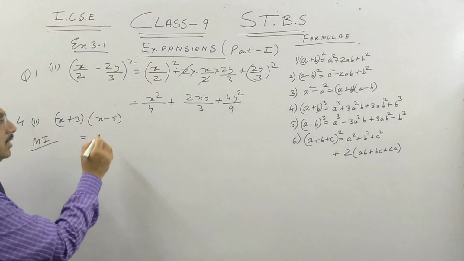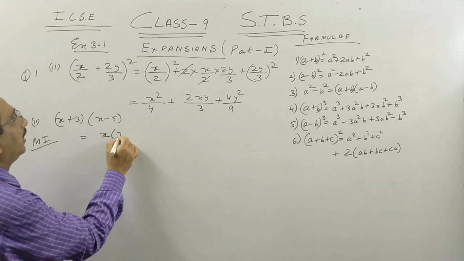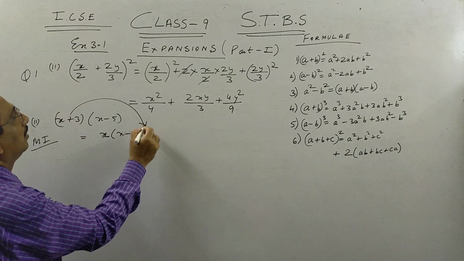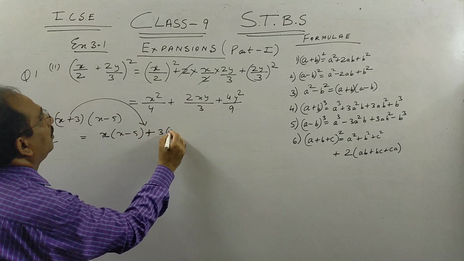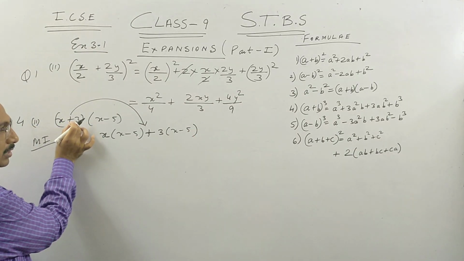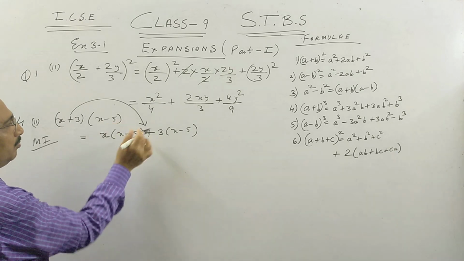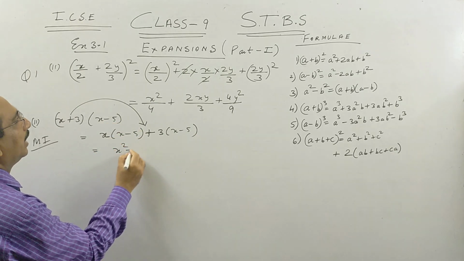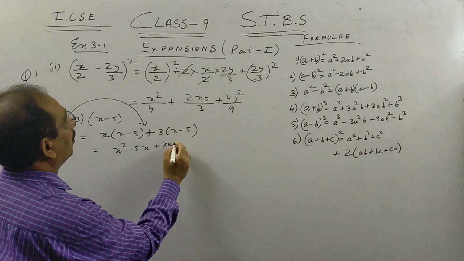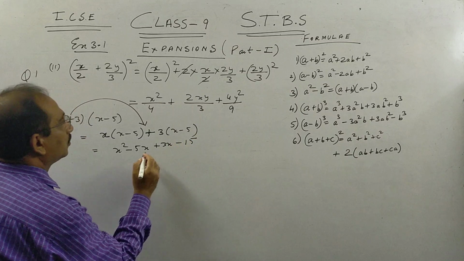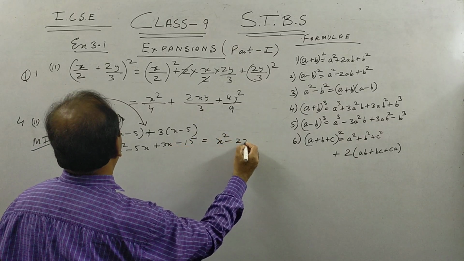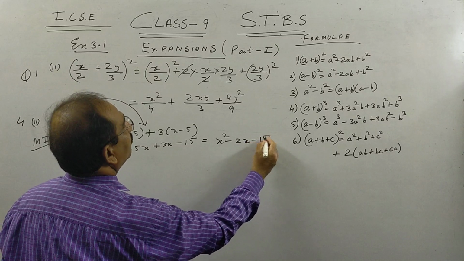The first method, the traditional method, is first thing into both, plus second thing into both. First thing into both, plus; if it is minus here, minus will come here with both. So we get x square minus 5x plus 3x minus 15. So finally we get x square minus 2x minus 15.